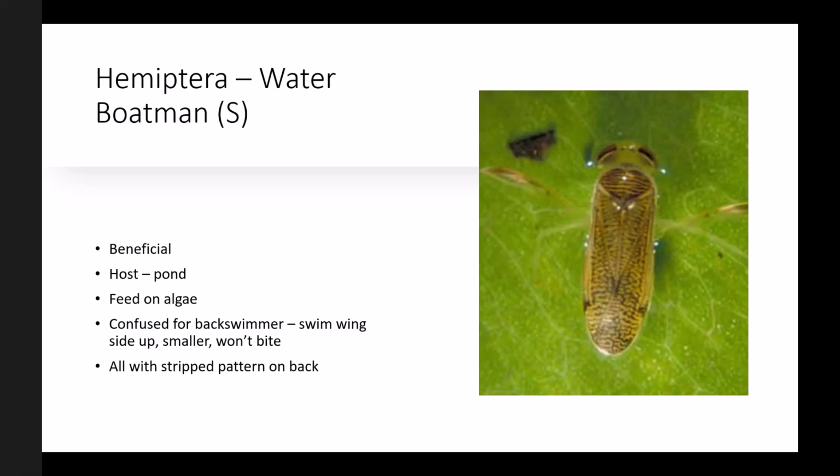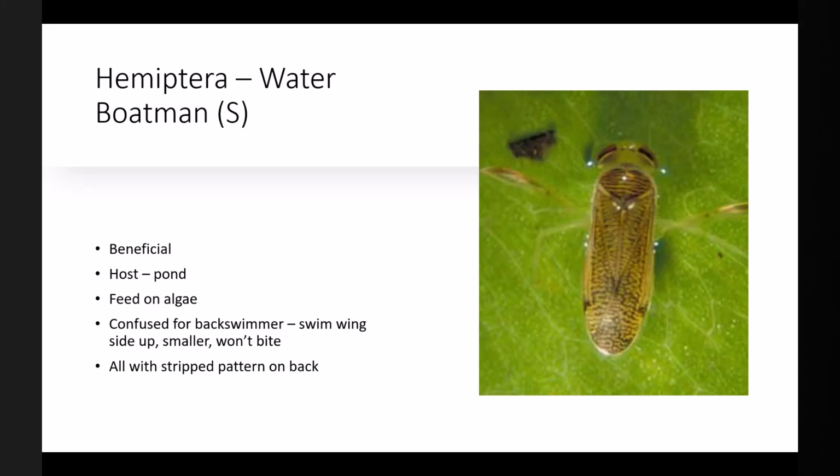They won't bite because they have mouth parts more adapted to feed on plant material in the water like algae. They're not predatory, and so they don't have the shorter mouth parts to be able to bite, whereas the back swimmer has a shorter mouth part that can penetrate your skin. And the other big difference is they kind of have a pattern or a striping on their backside, whereas the back swimmer is just more pale and more of a solid color.